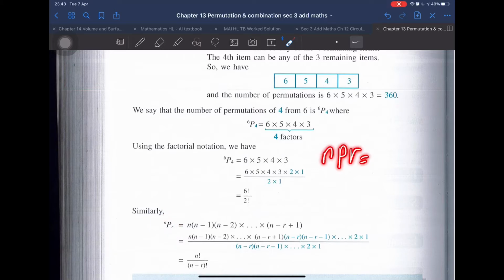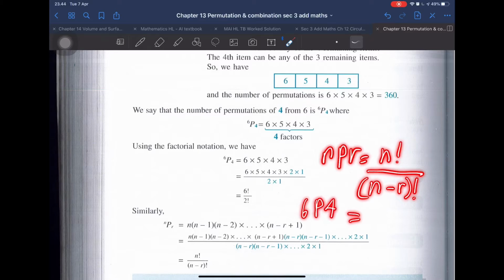nPr is basically n factorial, where n is the number on the left, which comes first, divided by (n minus r) factorial. So if it's 6P4, it means 6 factorial on top, and then (6 minus 4) factorial. So 6 factorial divided by 2 factorial. That's how you find it.